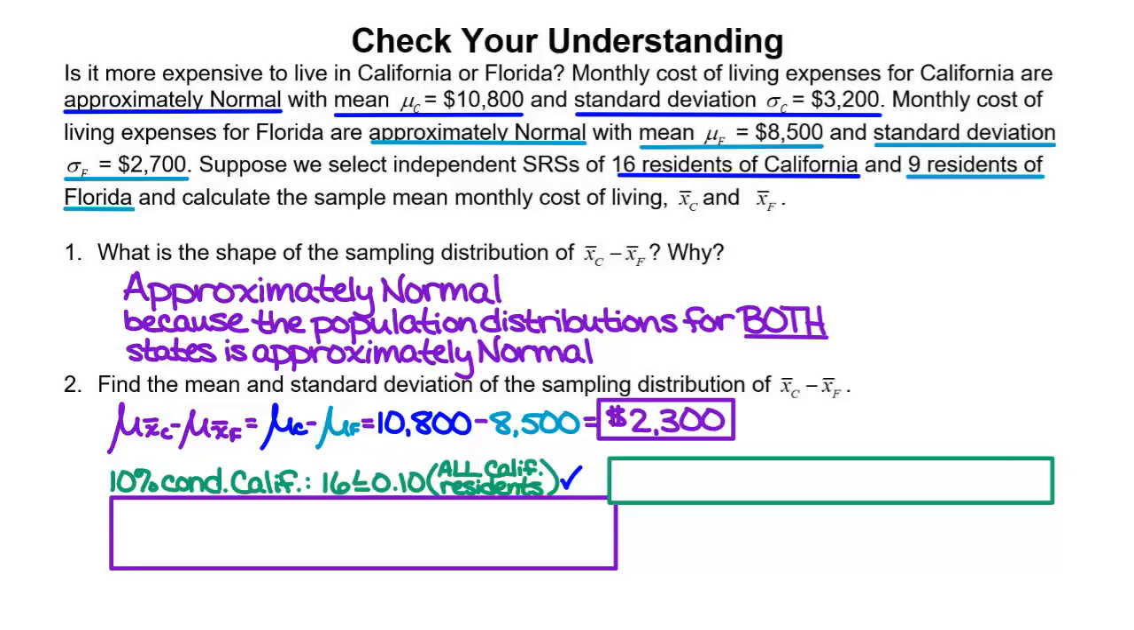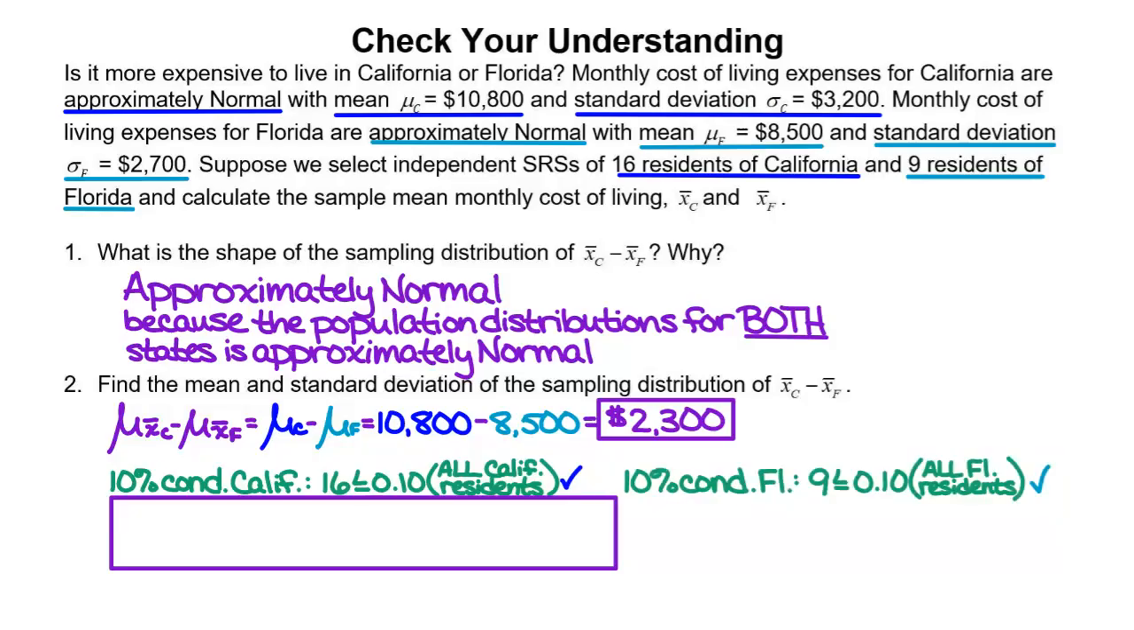What else do I need to check? I need to check Florida also. What am I checking on Florida? What would I write down on my page to show that I checked this? 9 is less than or equal to 10% of all Florida residents. Is that a safe assumption for us to make? Yes.